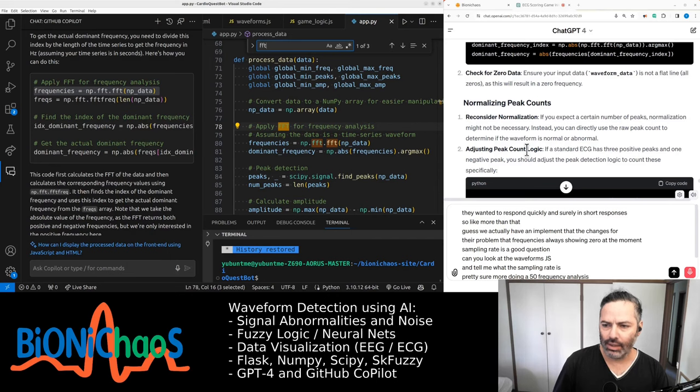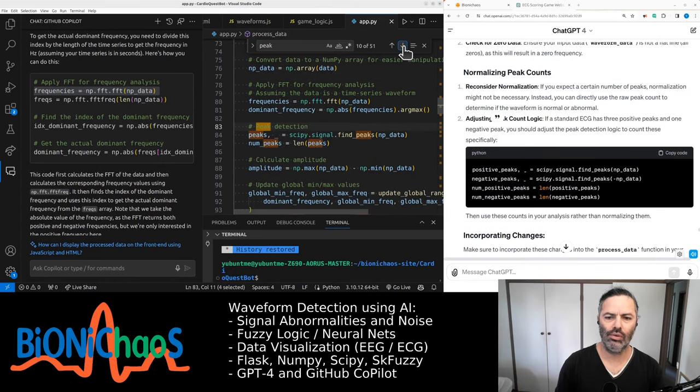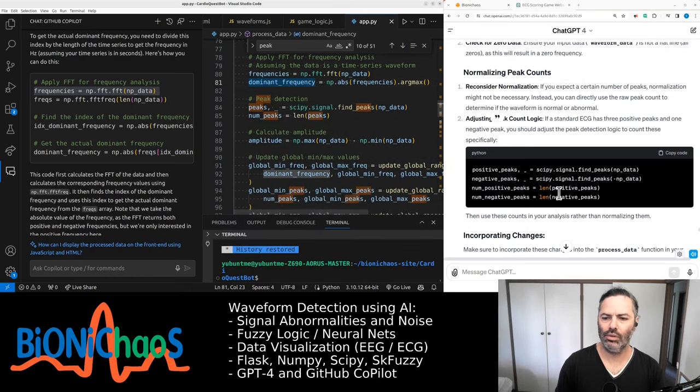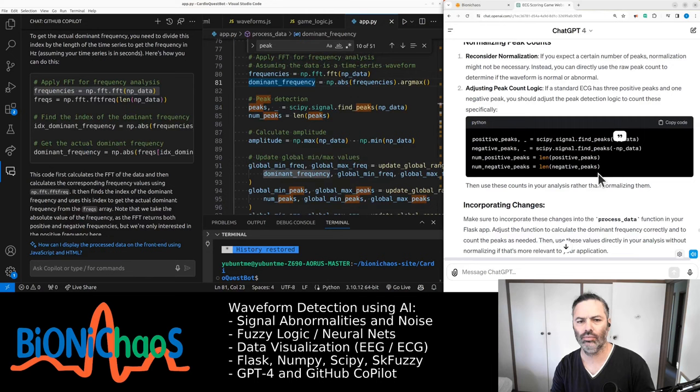Now, regarding normalizing the peak counts, it sounds good that we have them split into positive and negative peaks. Code change, Python: sampling_rate = ... # define this based on your data's time intervals. frequencies = np.fft.fftfreq(len(np_data), d=1/sampling_rate). dominant_frequency = abs(frequencies[np.abs(np.fft.fft(np_data)).argmax()]). Separate positive and negative peaks: use scipy.signal.find_peaks for positive peaks and the same function on the inverted data, -np_data, for negative peaks.